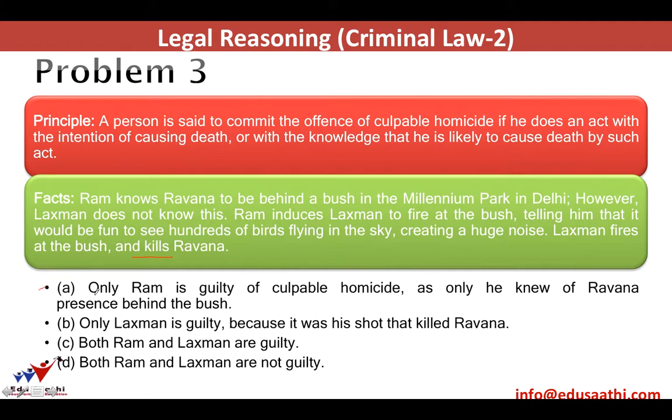B. Only Lakshman is guilty because it was his shot that killed Ravana. So there was no intention, no knowledge, no action done to cause such bodily injury that would kill Ravana, because there was no knowledge that a person is sitting behind the bush. So this cannot be an answer. Lakshman cannot be held liable for culpable homicide. C. Both Ram and Lakshman are guilty. No, since we already discussed that Lakshman is not guilty. D. Both Ram and Lakshman are not guilty. No, because Ram is guilty of culpable homicide, since he instigated Lakshman to fire at the bush, knowing the fact that Ravana is behind the bush.